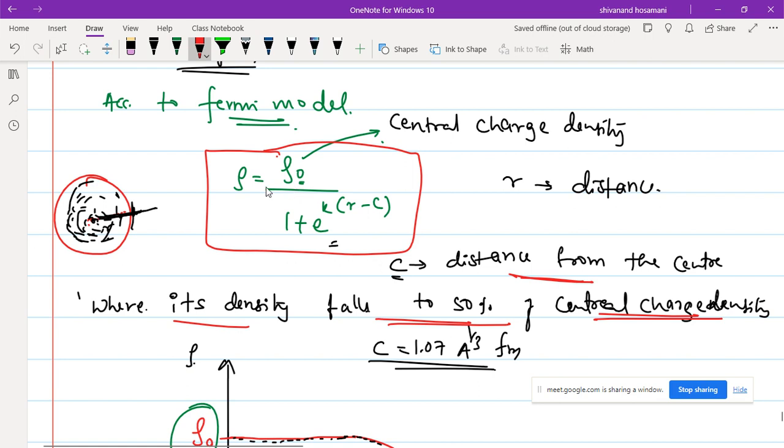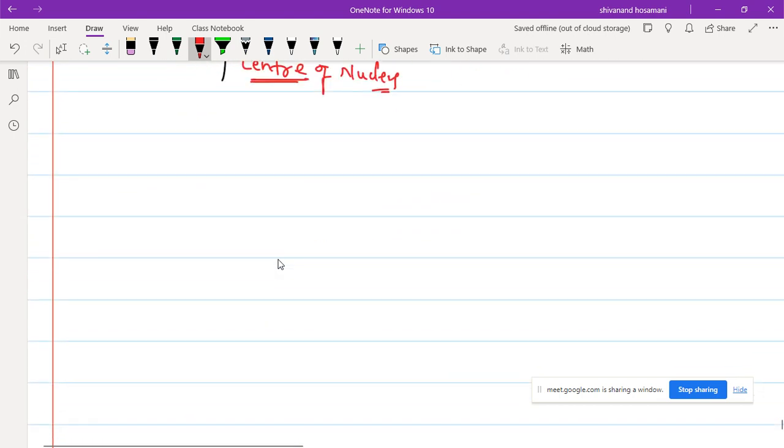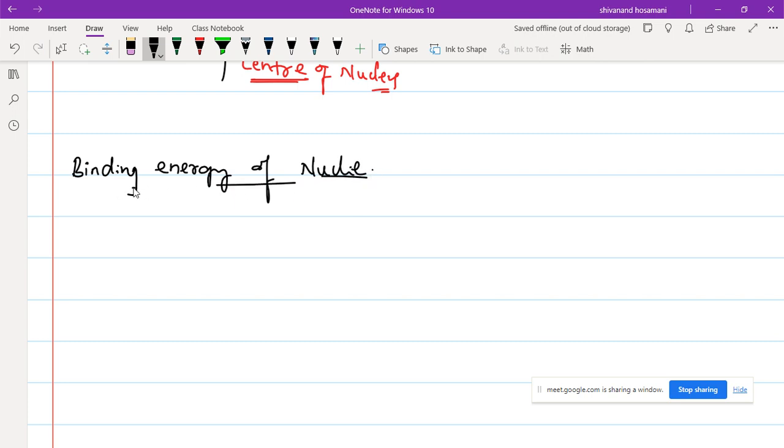Similarly, we defined binding energy. In the previous class, I defined the binding energy of the nucleus. How do you define the binding energy? Binding energy is the amount of energy required to break its components, or the energy required to build the nucleus from its components. That is the energy with which all the nucleons are bound within the nucleus. That is defined as the binding energy of nuclei.